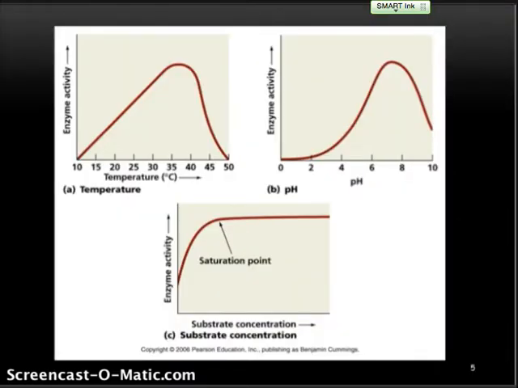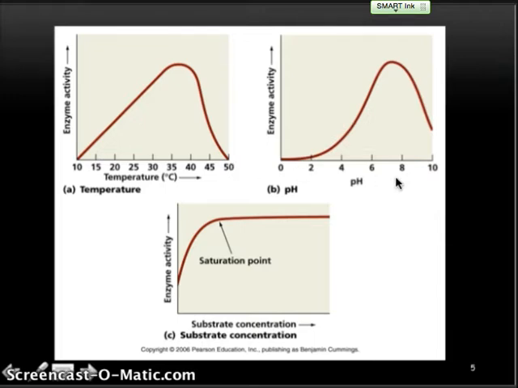So examining the three graphs, in graph A we see temperature. What's happening to enzyme activity as temperature increases? As temperature increases, enzyme activity increases until we reach about 37 degrees Celsius. What happens after 37 degrees Celsius? Enzyme activity quickly decreases. This is because the enzyme is being denatured or unfolded so that it no longer has that same shape of the active site.